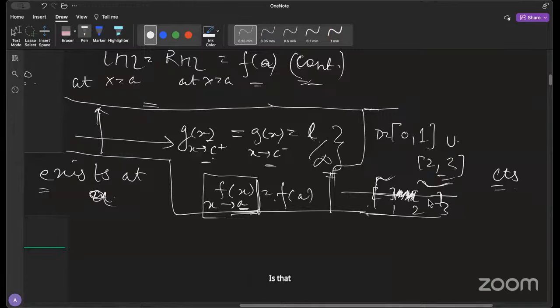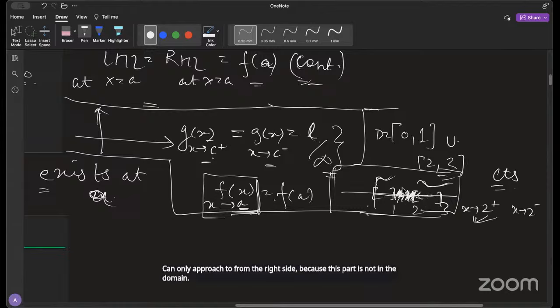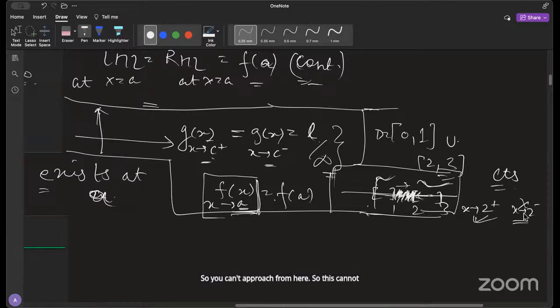Let's talk about point 2. At point 2, you can only approach from one side. Which side is it? Is it 2 plus or 2 minus? Yes, 2 plus, because you can only approach 2 from the right side, since this part is not in the domain. So you can't approach from here, and you can't find the left-hand limit. In this case, the left-hand limit you cannot find at 2. Similarly, at 1, you cannot find the right-hand limit.